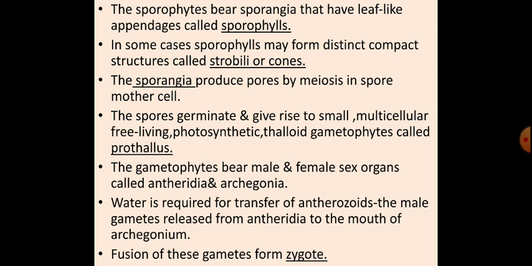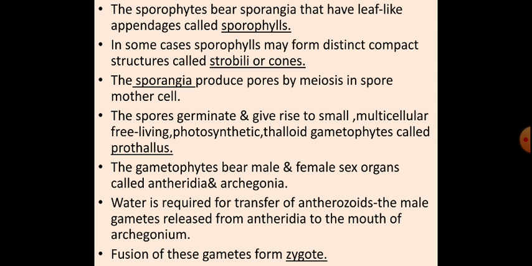Spores are produced in the spore mother cell. They later germinate. They germinate and give rise to a gametophytic body that is called a prothallus. The spore germinates and gives rise to a small, multicellular, free-living, photosynthetic thalloid gametophyte. Thalloid gametophytic plant body, and that is called a prothallus.